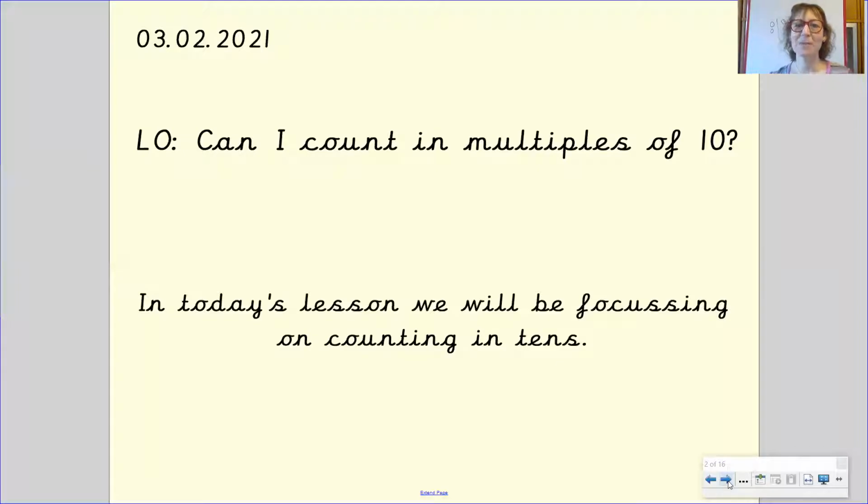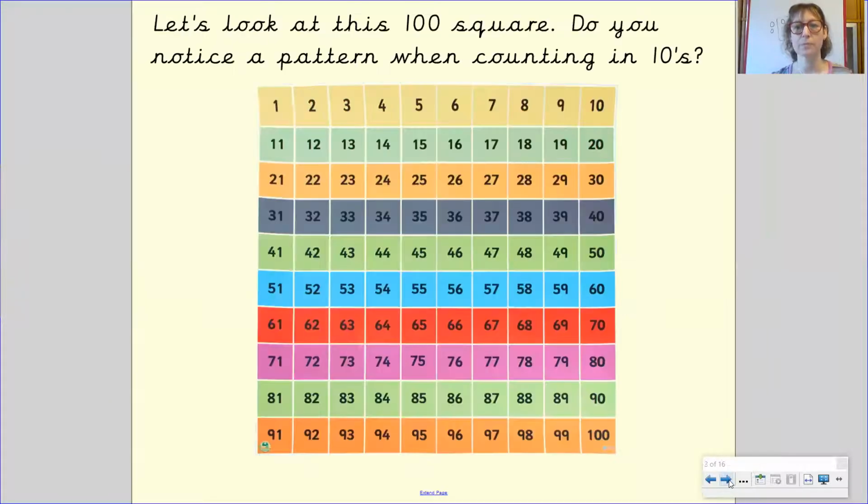Moving on to today's lesson, we're going to be counting in 10. So let's just have a quick practice from 0 to 100. 0, 10, 20, 30, 40, 50, 60, 70, 80, 90, 100. We could actually go to 120: 110, 120. That would be 12 lots.